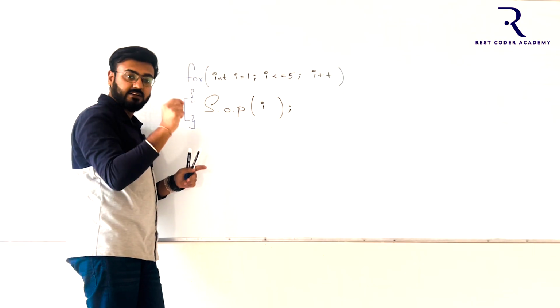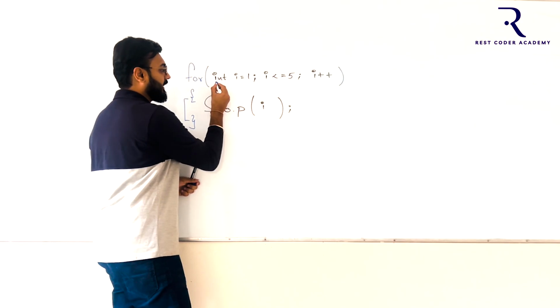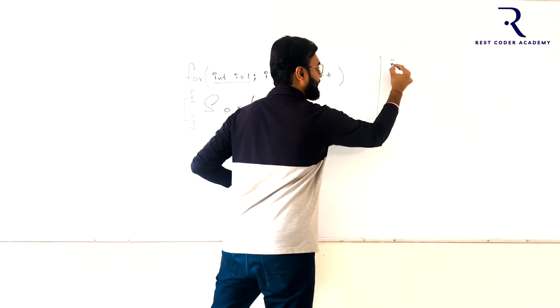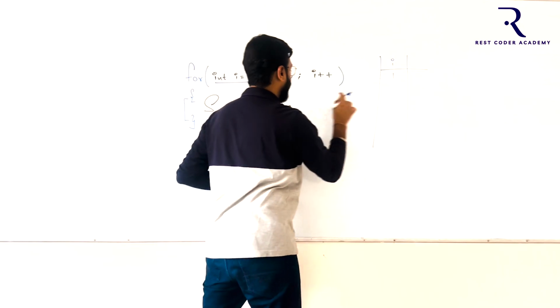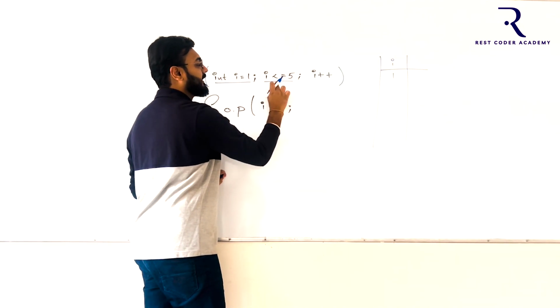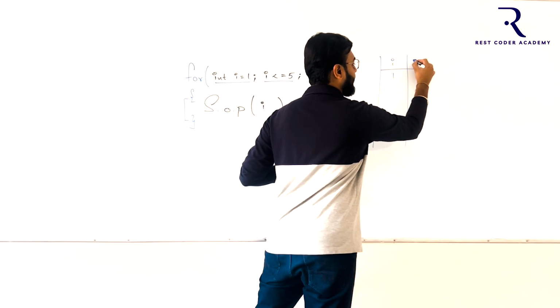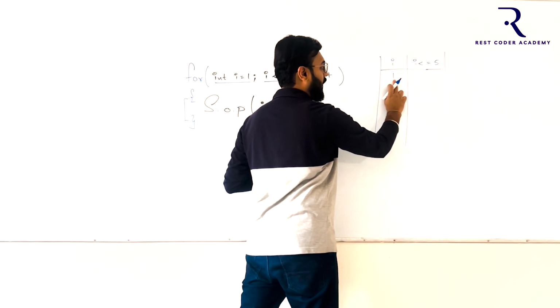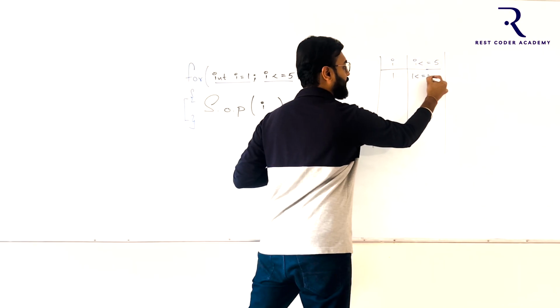Let's see how the tracing works here. Step number 1, initialization. So the i value is getting initialized to what here? The i value is getting initialized to 1. Next, I need to check the condition. i is less than or equal to 5 here. So what is my i value? 1. So is 1 less than or equal to 5 here?